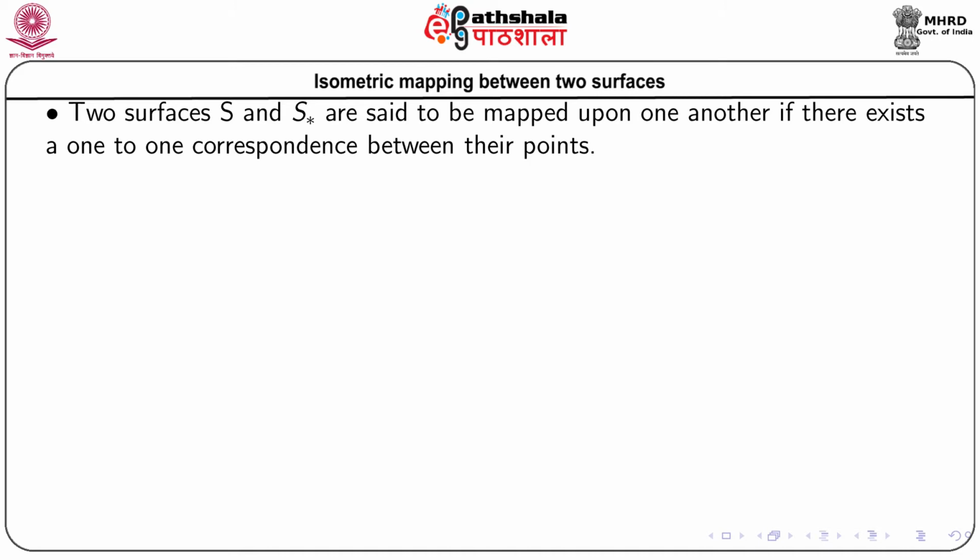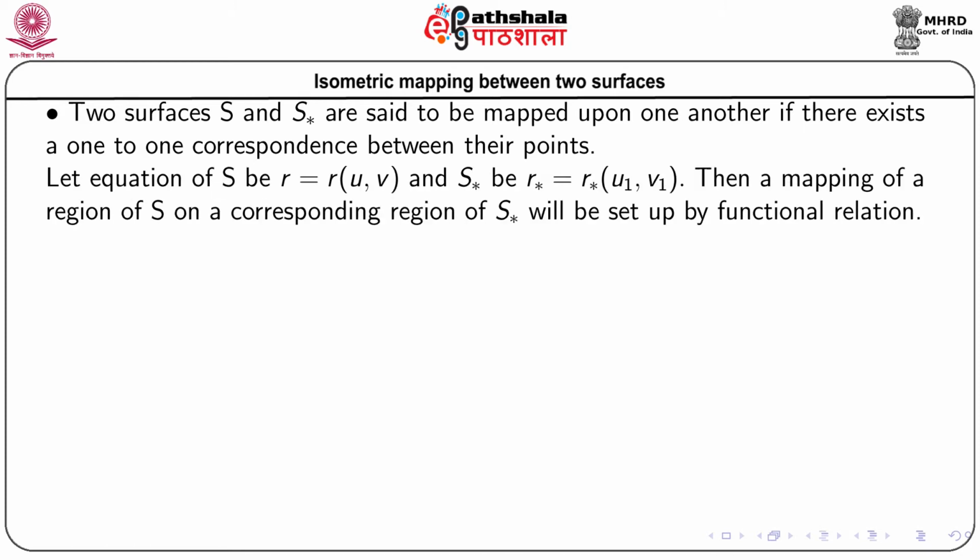Now, two surfaces S and S star are said to be mapped upon one another if there exists a one-to-one correspondence between their points. So, it is very clear from this definition that S and S star have the relation by a mapping. Now, let the equation of S be R equals R of u, v and S star be R star of u 1, v 1. These are the two equations of the two surfaces.